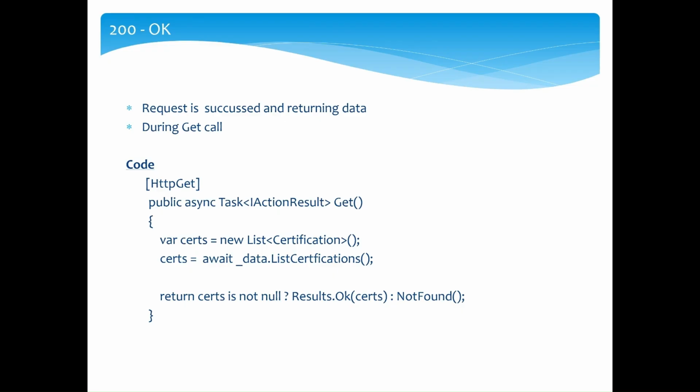When it comes to the 200 series, 200 OK is nothing but everything went perfect. The data is being returned. Usually it is used for the GET call. When you look at the code, in this code, we are trying to return a list of certifications. It is going and getting data from the database. Then when certifications are not null, it is returning the set of data. Otherwise, it says the results are not available. So you can use 200 OK during your GET calls.